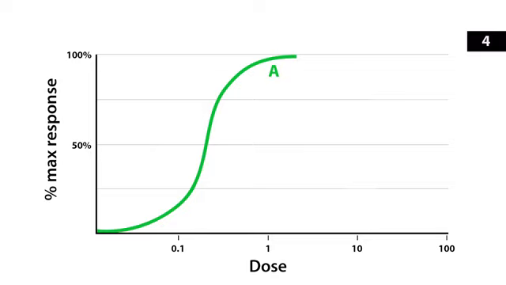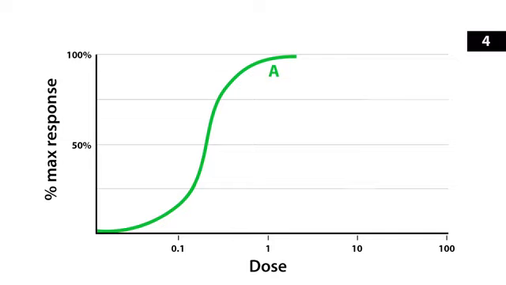Then, on the y-axis, we have percentage maximal response, that maximal effect that the drug can produce. Think about a blood pressure drug. You give a little dose and you might lower the blood pressure a little bit, like 2 points. But you give a big dose and you might lower the blood pressure a lot, maybe like 20 points.